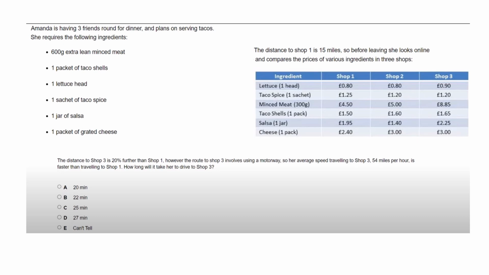So you had to know the distance to shop 1 is 15 miles, and it tells you that it is 20% further. So 20% of 15 is 3. So that means you add an extra 3 miles. You've got 18 miles. And then you're going at 54 miles an hour. So 18 is a third of 54. So it'll take a third of an hour, which is 20 minutes. And therefore the answer is A.